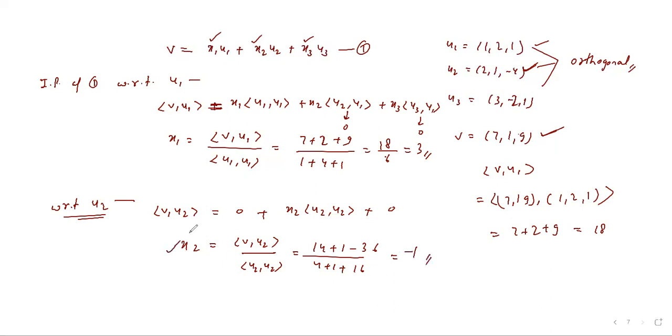So we have found the values of x1 and x2, and similarly we can find x3. By doing the inner product with respect to u3, you can find the value of x3, and you can write this vector as the linear combination 3 u1 minus u2 plus, what would be the value here, u3. So we have written this down with the help of inner product. We don't need to solve equations or form any equation. Just by doing the inner product we can write this vector as a linear combination.